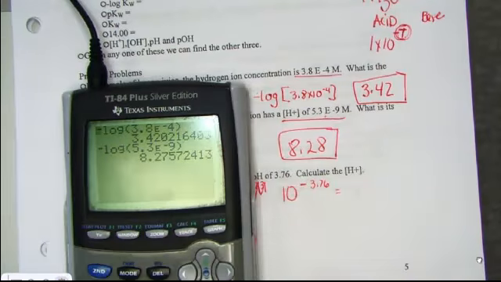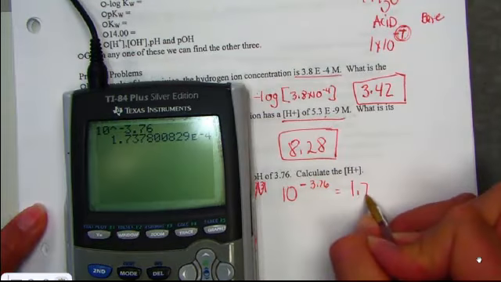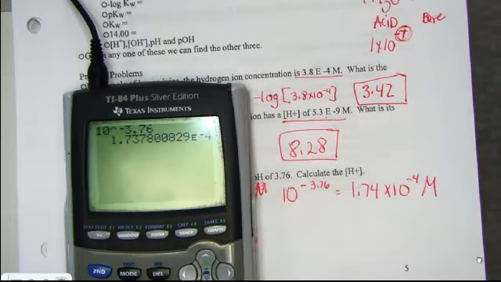And Jesse, shall we hit that together? I use the caret key for the times 10 to the caret there, negative 3.76. Beautiful. And that's a big M for molarity, the concentration of H+.